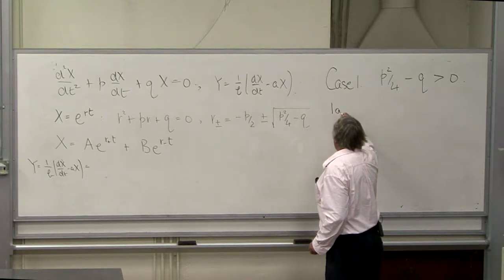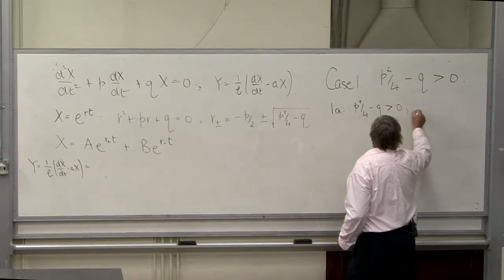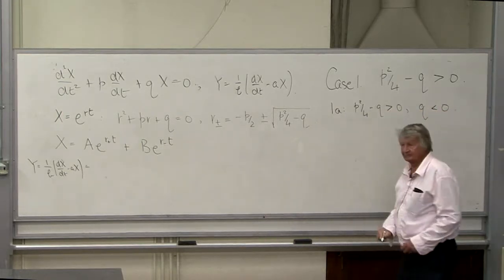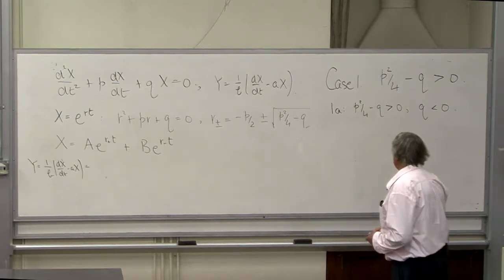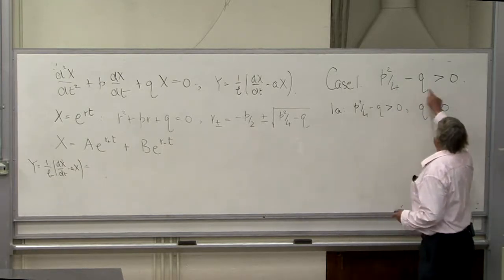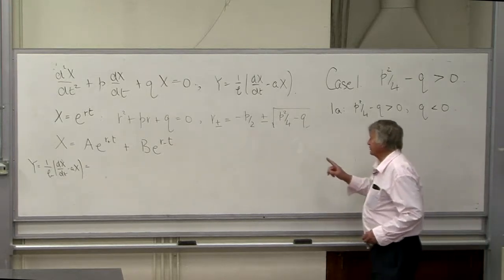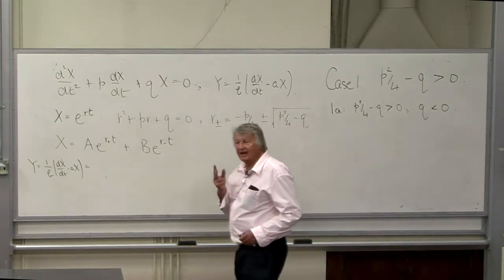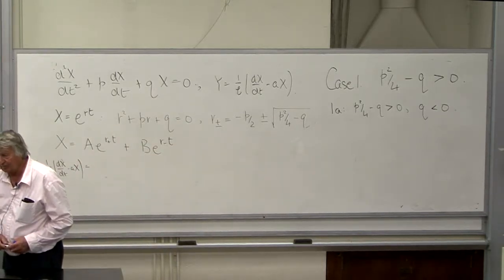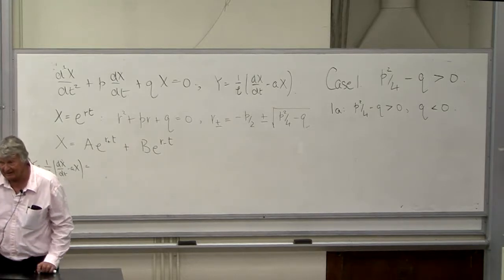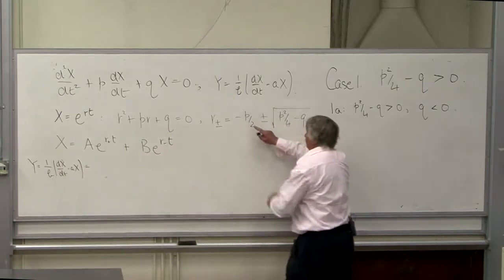Now case 1a is I'll take p squared over 4 minus q is positive and q negative. Certainly that is true if q is negative. But what's important to realize is the signs of the two roots are now opposite. There's one plus guy and one minus guy for any value of p. Do you see that? It doesn't matter whether p is plus or minus.